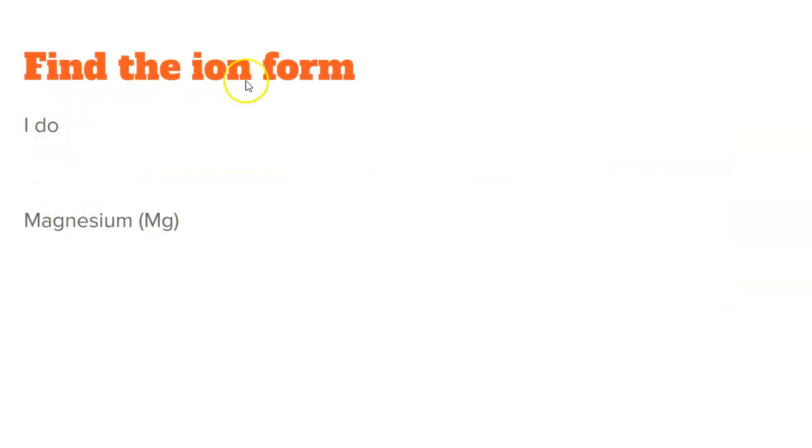Let's find the ion form. I'm going to show you how to do that. So this is magnesium. Magnesium, let me write it down. If you look at the periodic table, it looks like this: 1 dot here, 1 dot here. It has 2 valence electrons. Okay, so you can either gain 6 or you can lose 2. It will lose 2. So the ion form of magnesium is going to be without those 2 electrons.